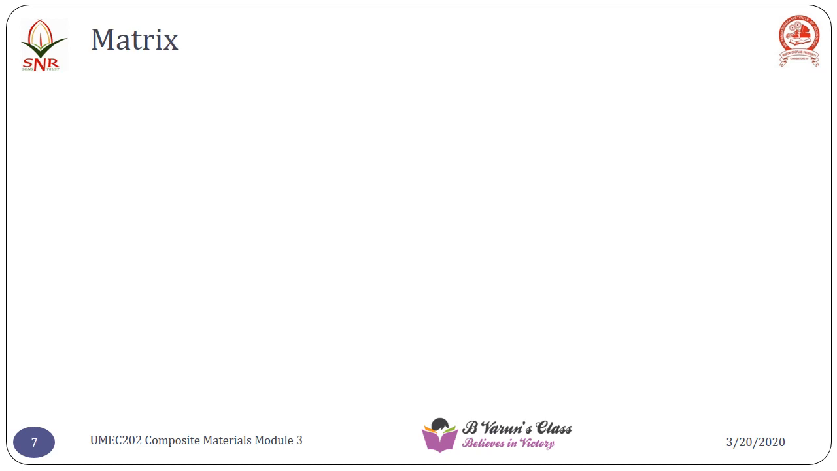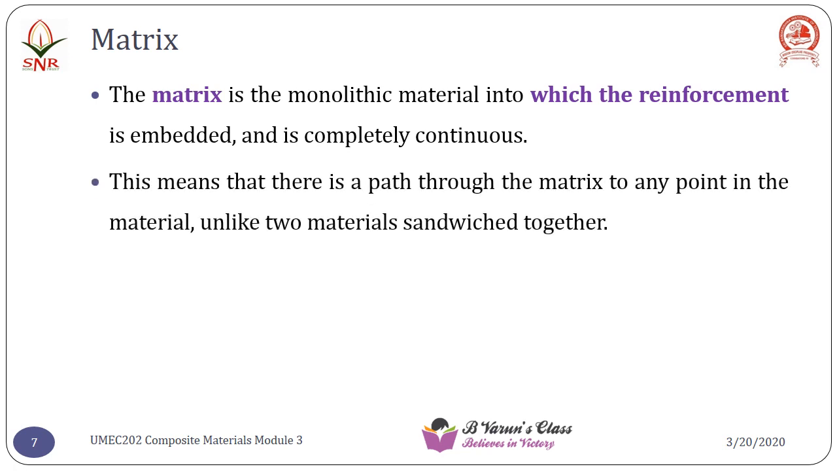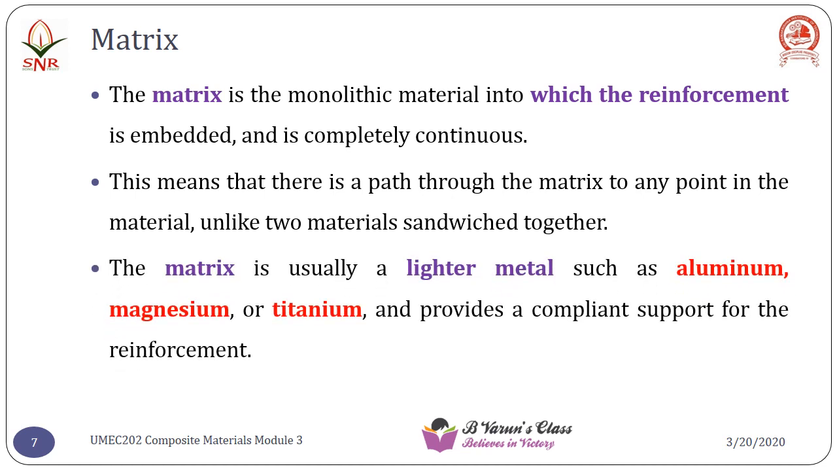The two major constituents are matrix and reinforcement. First, what is a matrix? The matrix is the monolithic material into which the reinforcement is embedded, and it is completely continuous. It has a huge volume and is in a continuous phase. This means that there is a path through the matrix to any point in the material, unlike two materials sandwiched together. The matrix is usually a lighter material, for example aluminum, magnesium or titanium, and it provides complete support for the reinforcement.